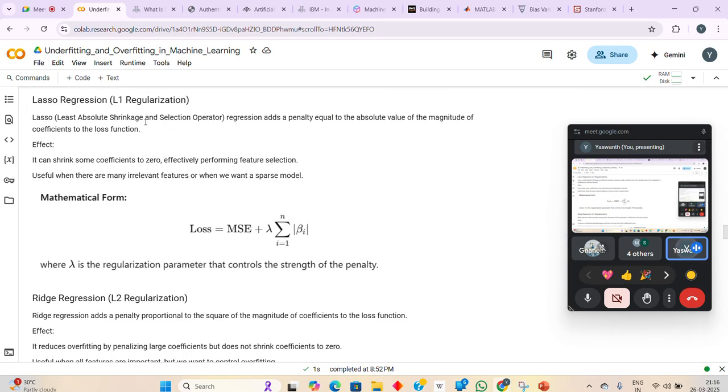Fine. Let us understand L1. L1 means, as I already told, it will shrink some of its coefficients to zero. The mathematical formula is loss is equal to MSE. MSE, you know, right? Mean squared error. That means the difference between the actual point and the predicted value. I already told this concept in linear regression.